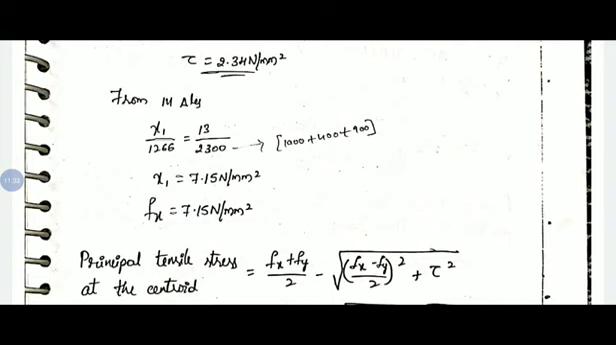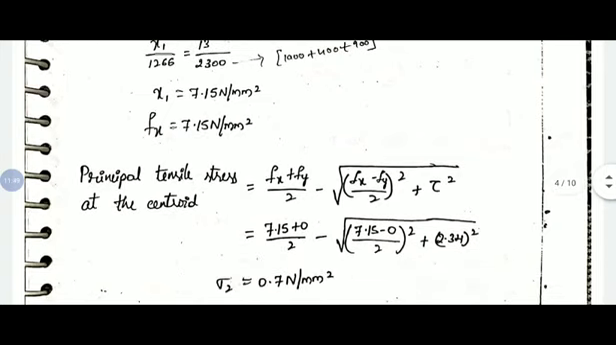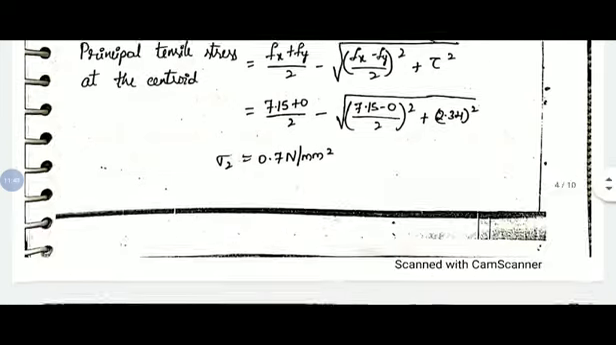So the principal tensile stress at the centroid is (Fx plus Fy) by 2 minus square root of ((Fx minus Fy) by 2) whole square plus tau square. On simplifying, we get the principal tensile stress at the centroidal axis as 0.7 Newton per mm square.